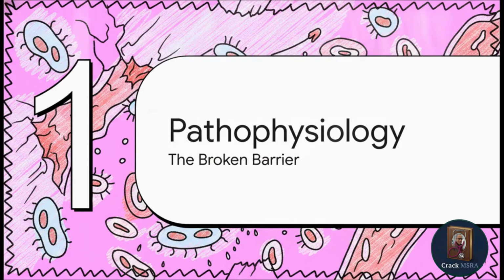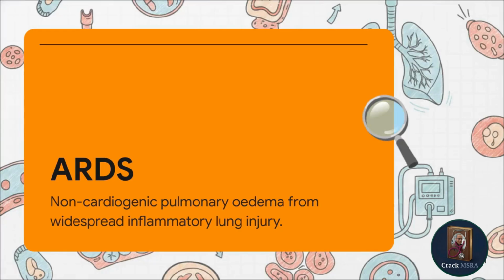Section 1. Pathophysiology of ARDS, the broken barrier. When we talk about ARDS, the two most important words you need to hammer into your brain are non-cardiogenic and inflammatory. ARDS is a severe form of non-cardiogenic pulmonary edema, and it results from a widespread inflammatory lung injury. It is critical to understand that this is a structural failure driven by inflammation.